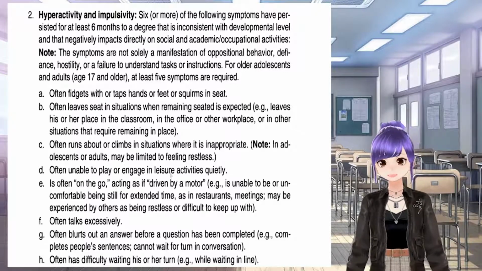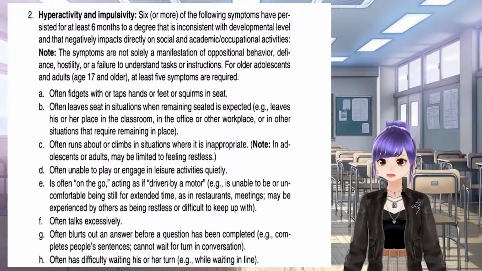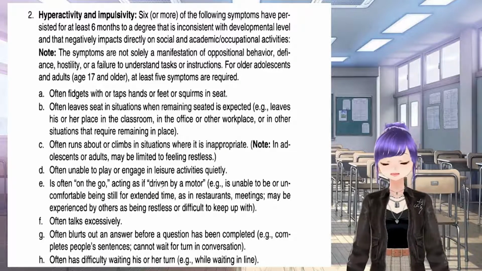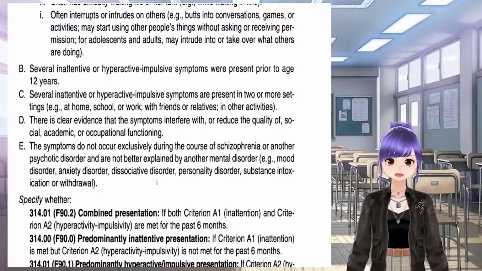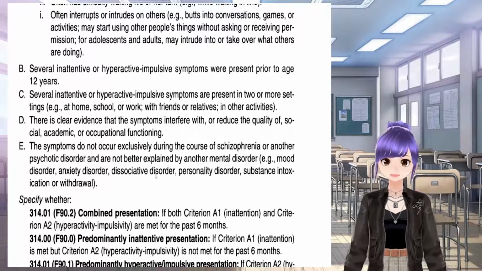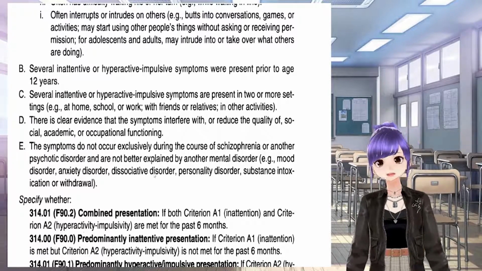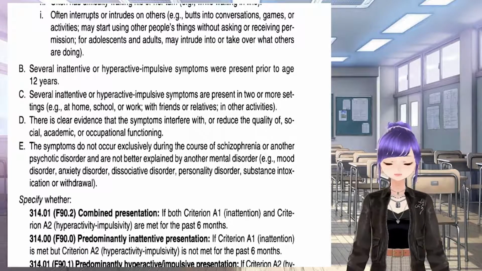Often talks excessively, often blurts out an answer before a question has been completed. So, for example, completes people's sentences, cannot wait for turn in conversation, often has difficulty waiting his or her turn, for example, while waiting in line. Often interrupts or intrudes on others, so butts into conversations, games, or activities, may start using people's things without asking or receiving permission. For adolescents and adults may intrude into or take over what others are doing.